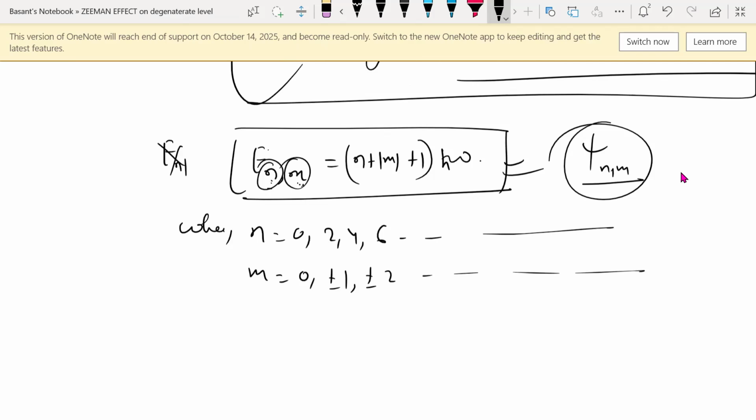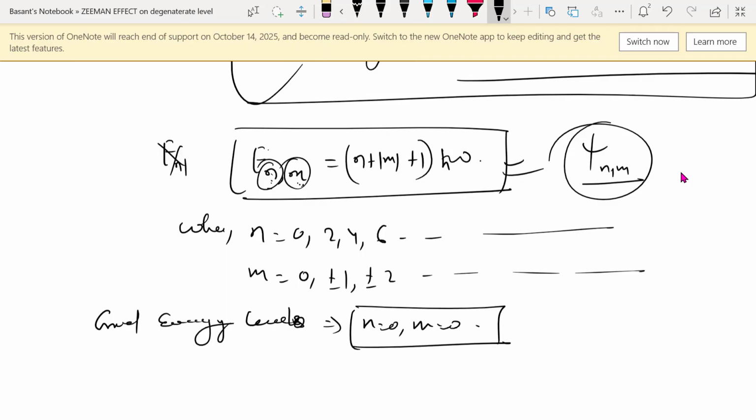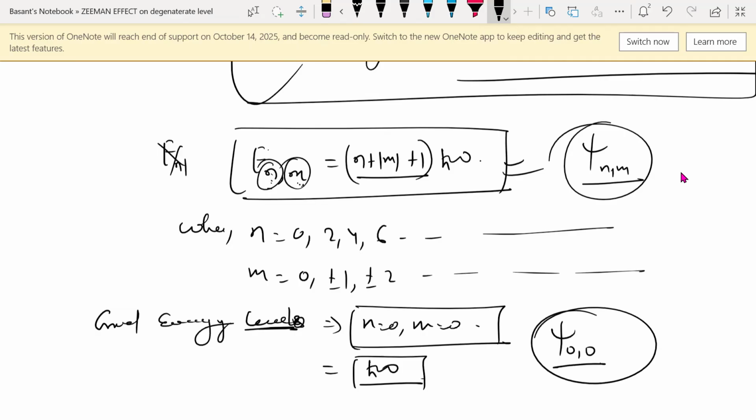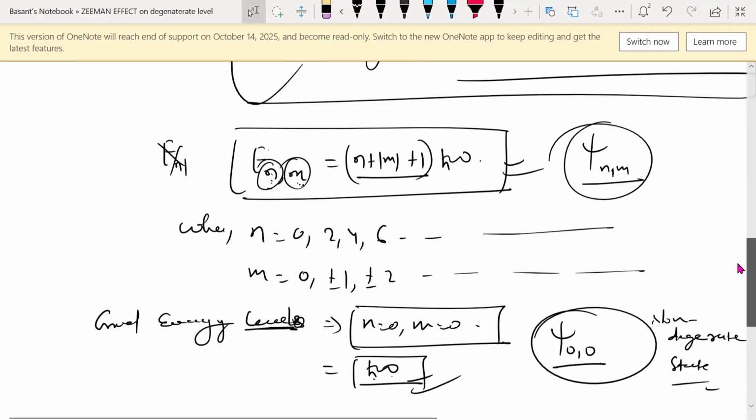The ground energy level is n equal to 0 and m equal to 0, that is the least energy state. The least energy is equal to h-bar omega, meaning the ground level contains only one state, psi 0 0, having the energy h-bar omega. So this is a non-degenerate state.